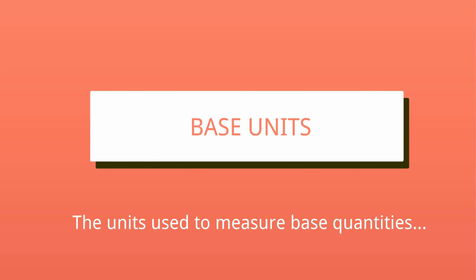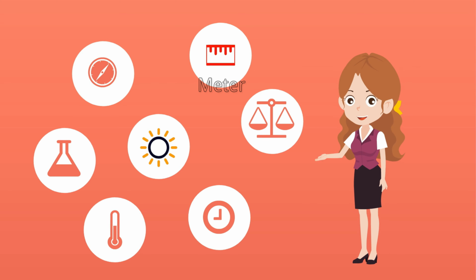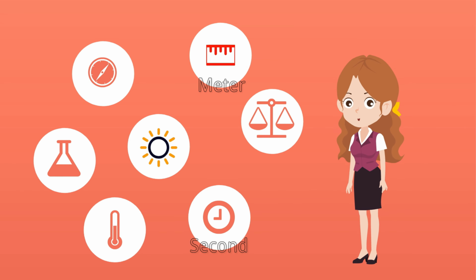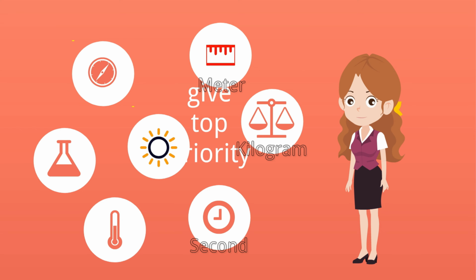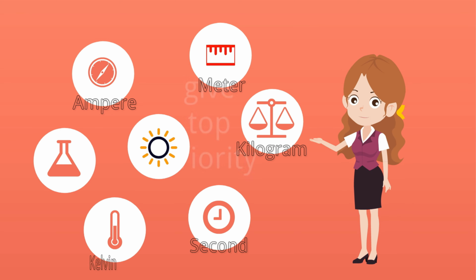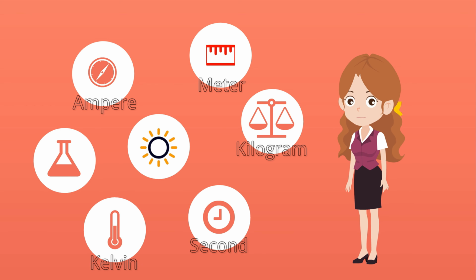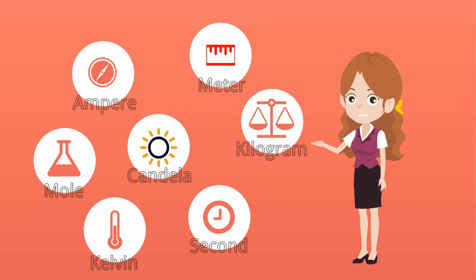Base units. The units used to measure base quantities are called base units. Well, length is measured in meter, time is measured in seconds, mass in kilogram, current in ampere, temperature in Kelvin, amount of substance in mole, intensity of light in candela.